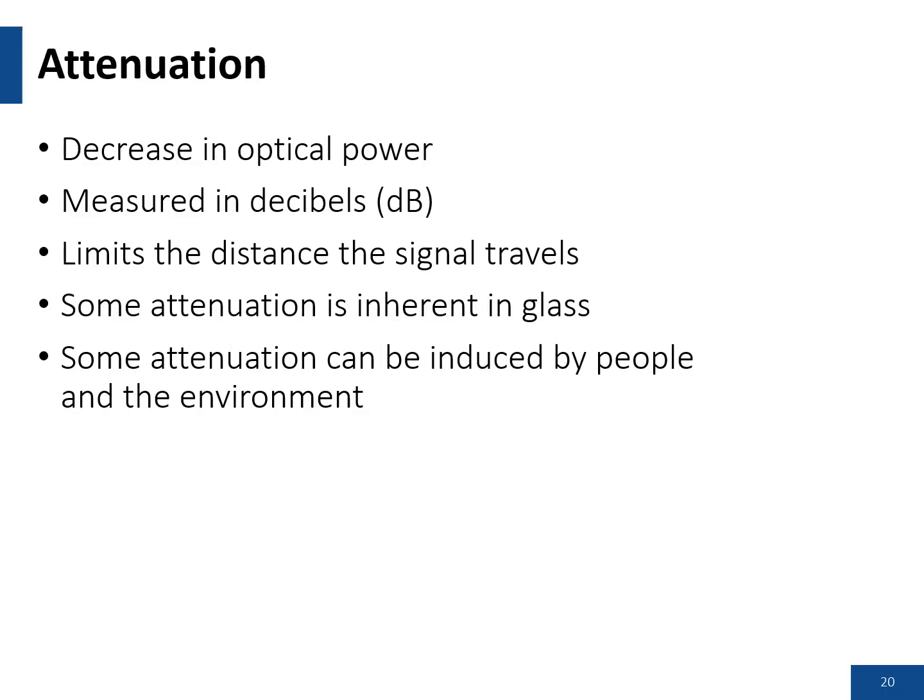Power is the same as it is in copper-based systems. It's measured in decibels. It's a ratio of the power in versus the power out of a link. It limits the distance that the signal can travel by causing loss, or lowering of the amplitude. Some of this loss or attenuation is inherent in the glass. This is called intrinsic loss. Some of the attenuation can be induced by people in the environment in things such as splices or connectors, or microbends or macrobends.